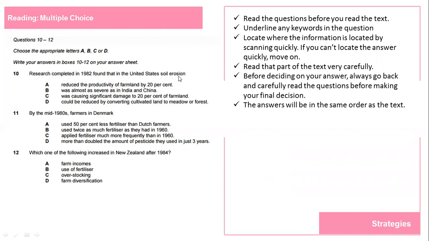Then I will try to locate where I can find this information in the text. Jadi saya akan balik ke teksnya, kemudian cari 1982. Biasanya kalau angka lebih gampang untuk kita temukan lokasinya, kemudian whether this part of the text will talk about soil erosion atau enggak. Saya baca baik-baik bagian teks tersebut, kemudian I will go back to the questions and choose my answer.